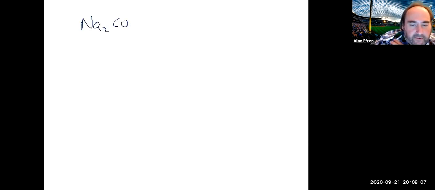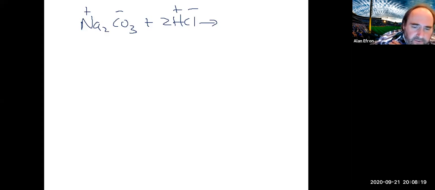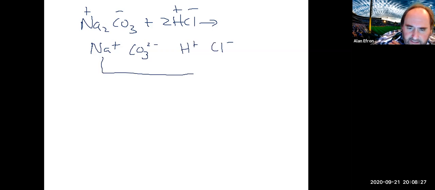So what you have here is sodium carbonate plus some hydrochloric acid. And when you do that, just so you can see, this is truly a double displacement reaction. So the sodium and the carbonate, and the H plus and the Cl minus. The sodium and the chlorine will come together.